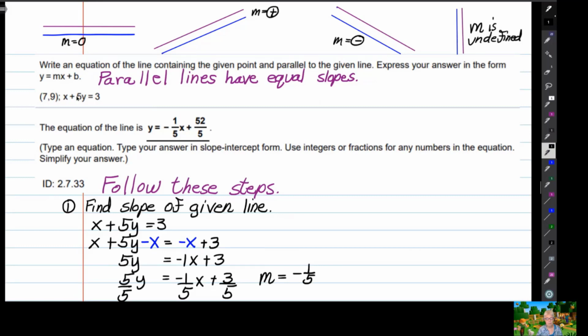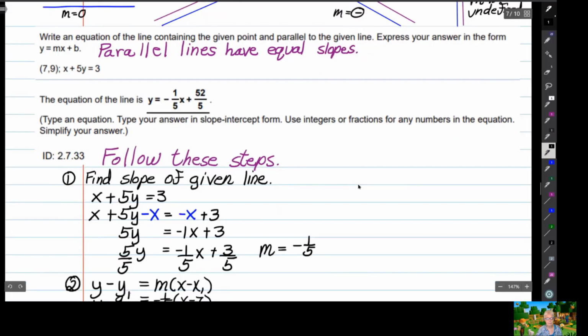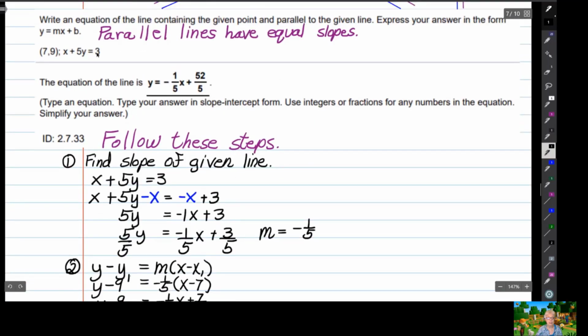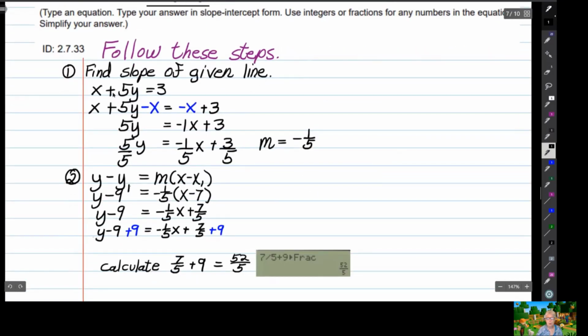So here's what you do. Step 1: Find the slope of the given line. And this is called the given line because it's given at the very beginning. So I'm going to go through all the steps of solving for y, and that will give me the y equals mx plus b form, with the number in front of the x being the slope.